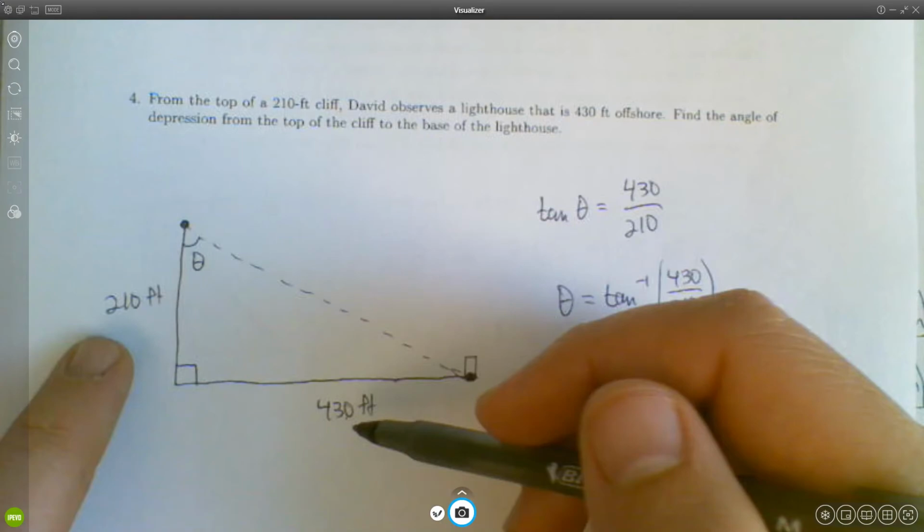Okay, and that's that. I think that's all I have for you in this section. Yep, that's it. So that'll do it for 2.4, and we'll see you in the next one.